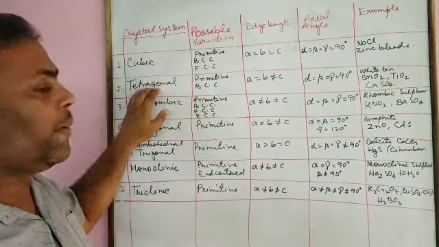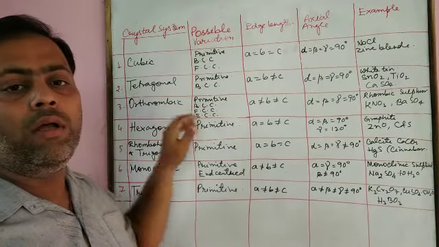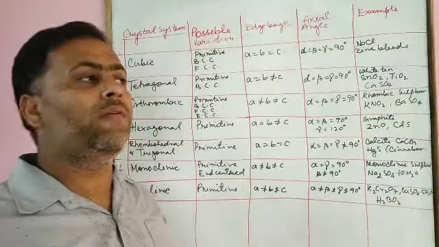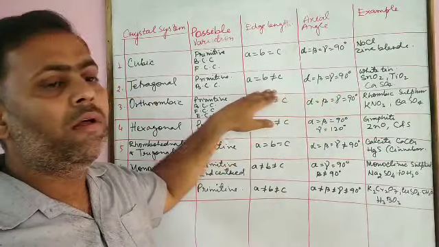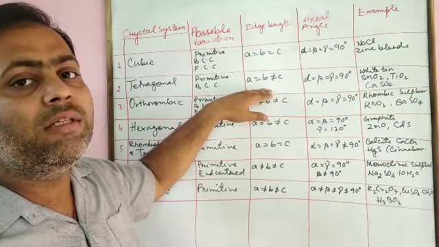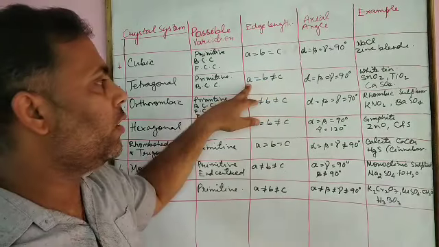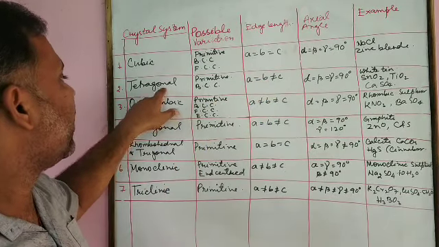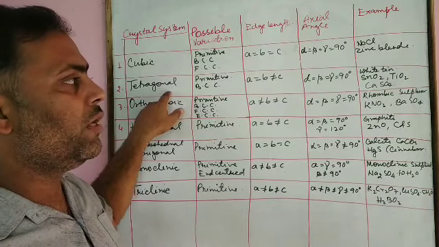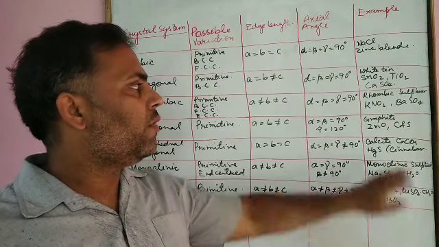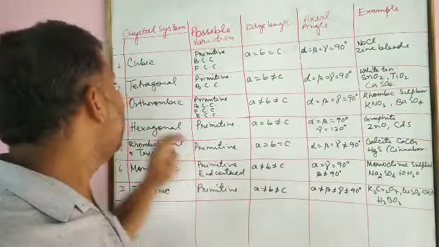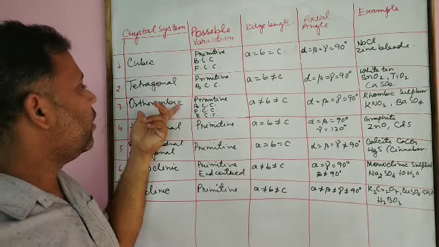Next, we discussed tetragonal, in which all the angles are equal to 90 degree, whereas one side, that is C, is not equal to B, but B is equal to A. We have good examples, that is calcium sulfate, CaSO4, tin oxide, white tin, titanium oxide. Next one, orthorhombic.